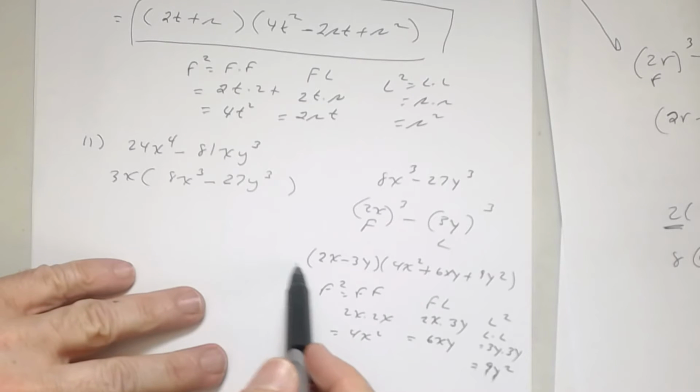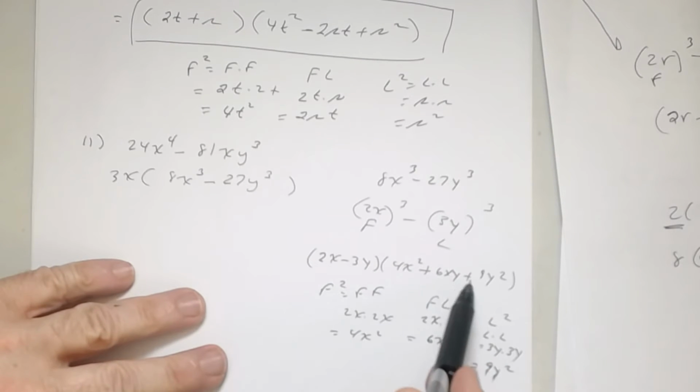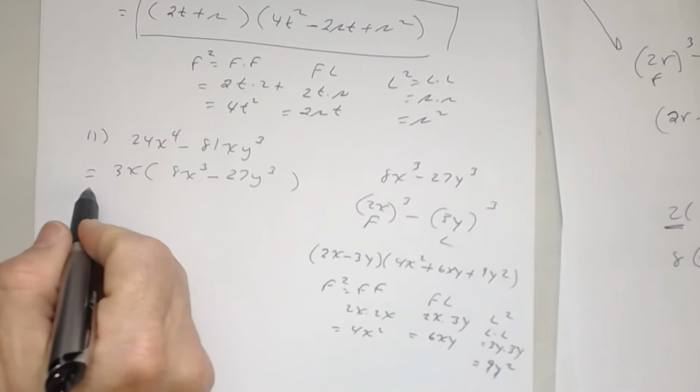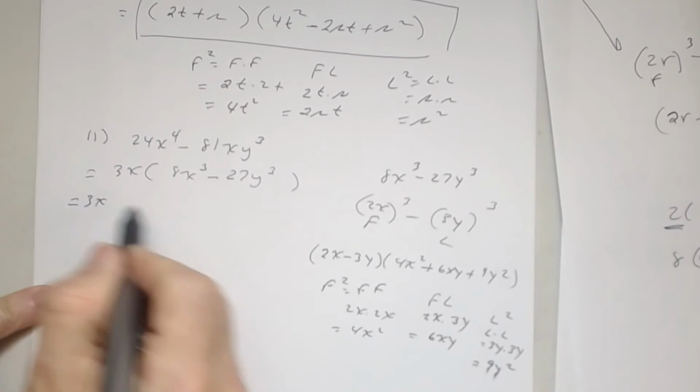All right, now be careful. Don't just put that in your answer because you had a GCF of 3x. So it's 3x times this.